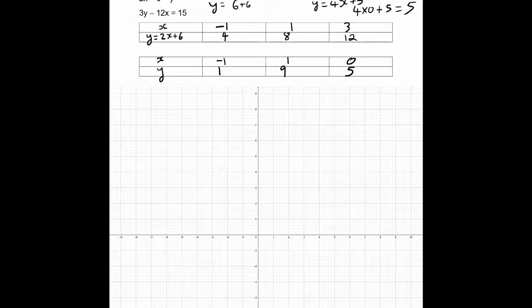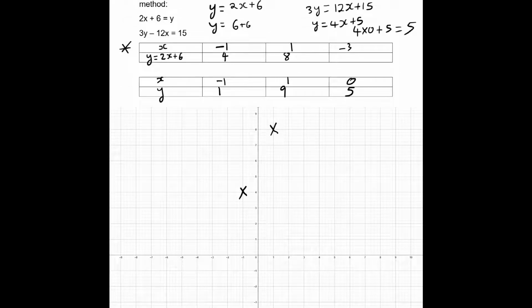So, looking at the first equation, y equals 2x plus 6, my graph goes to minus 1, 4, so I'm going to plot that point. 1, 8, so when x is 1, y is 8. When x is 3, y is 12, but that's not on my graph, so instead I'll do minus 3. So when x is minus 3, y is going to be 2 times minus 3 plus 6. 2 times minus 3 is minus 6, plus 6 is 0. So when x is minus 3, y is 0.